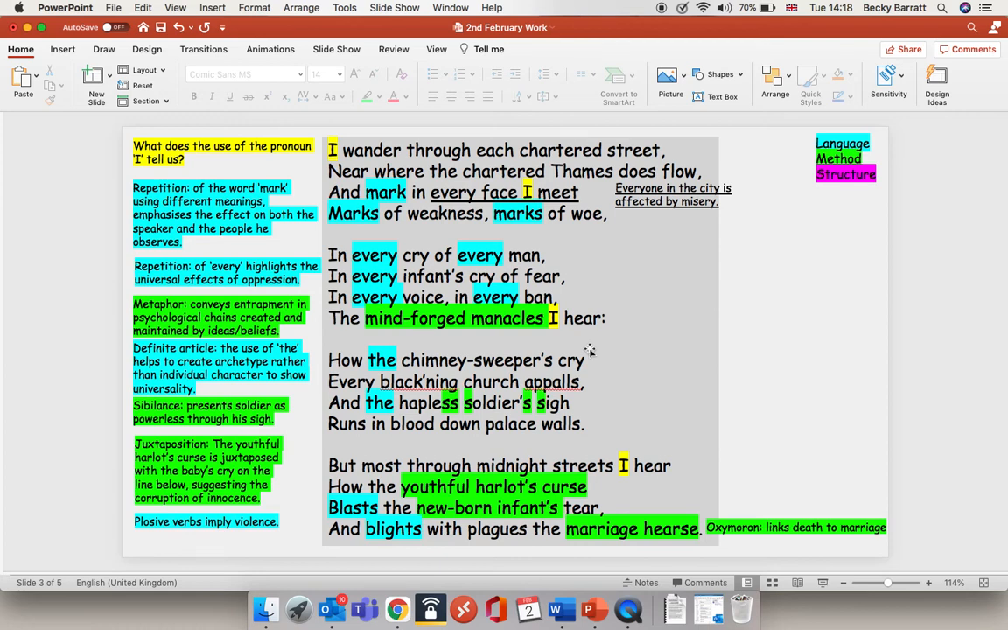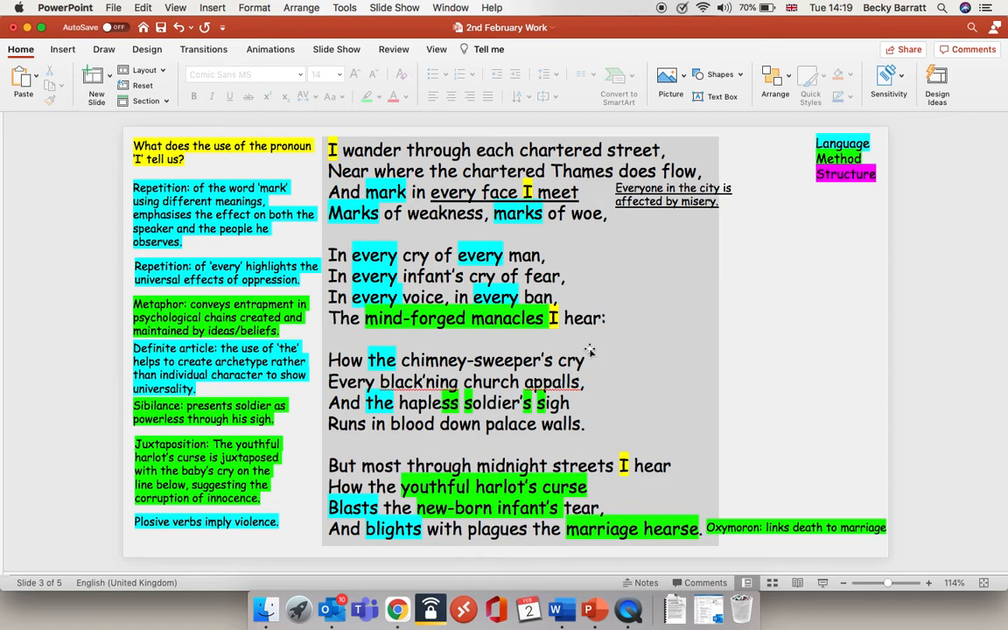because that is a juxtaposition. So you've got this youthful harlot idea on one line, and it sort of juxtaposes with the baby's cry on the line below, and it's sort of suggesting the corruption of innocence. So you're pairing something that you wouldn't usually. You wouldn't usually talk about a prostitute and a newborn baby in the same light.